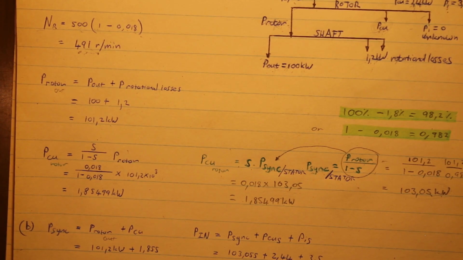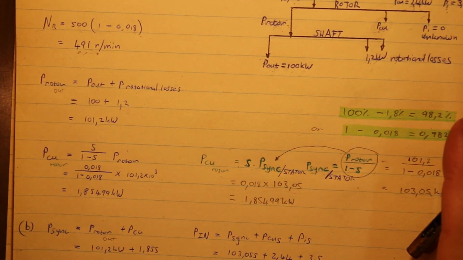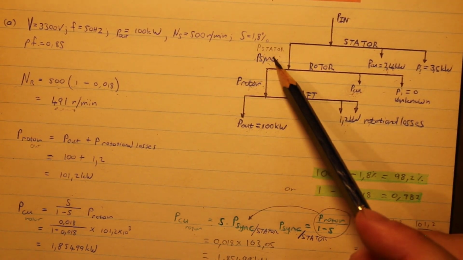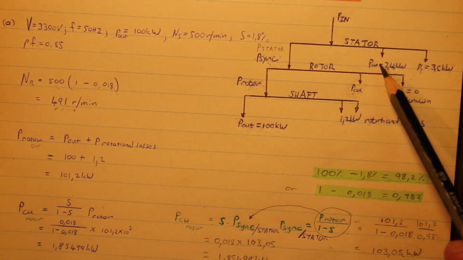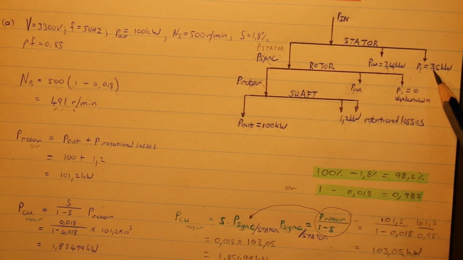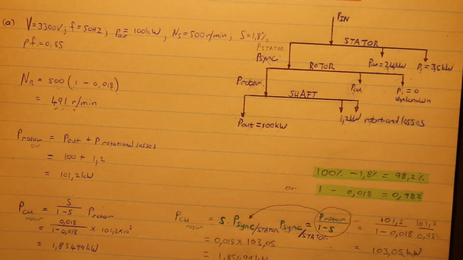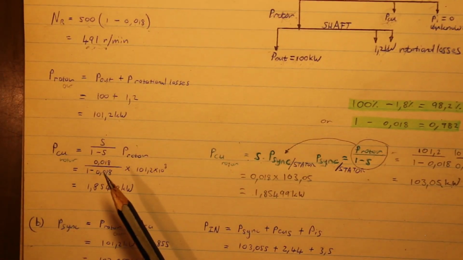And then they say to us, what is the line current? The line current of the motor. And for that, we need to carry on going up the diagram. So we have the synchronous or stator power, which is 103,05. And if we add the copper loss of the stator and the iron loss of the stator, we'll get to the power N. Okay, and we want to know what the power N is, so we can know what the line current is. So there, I've done it over here.